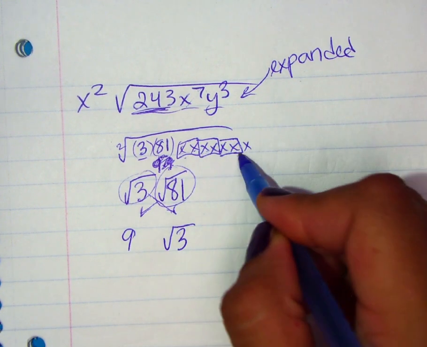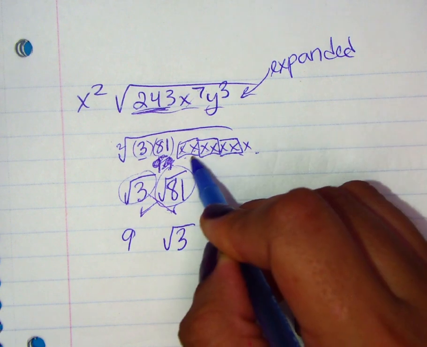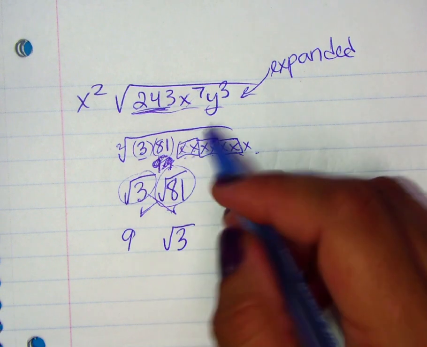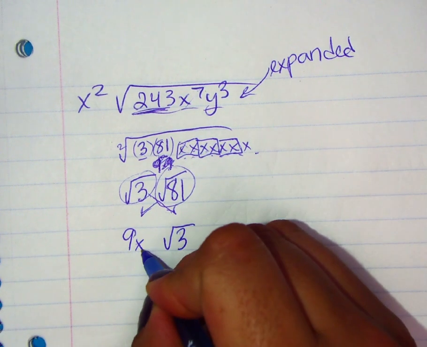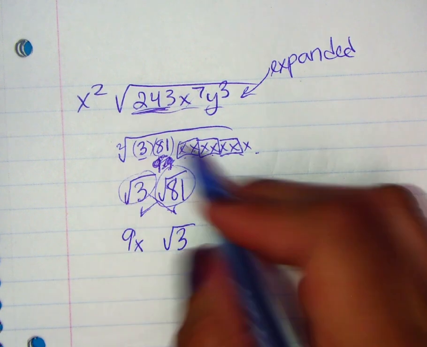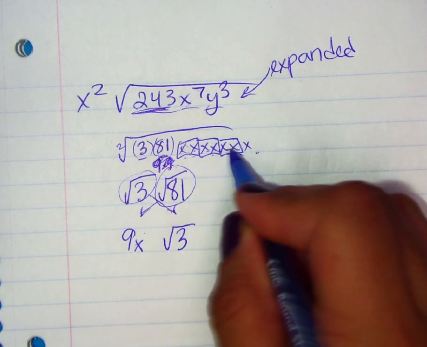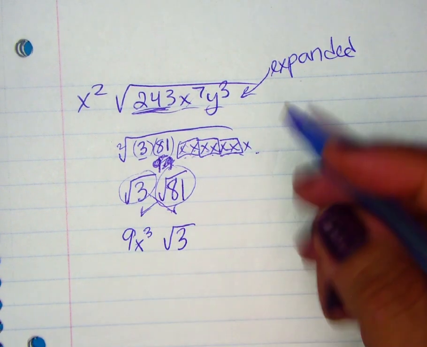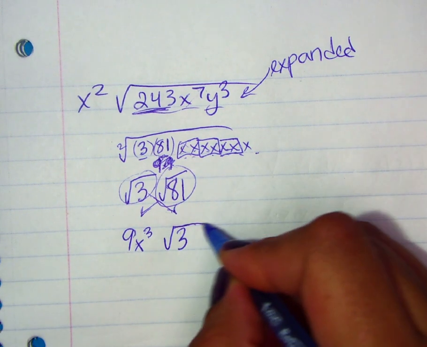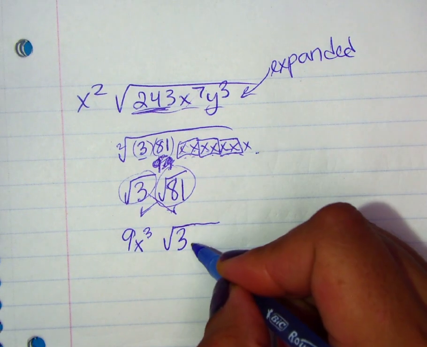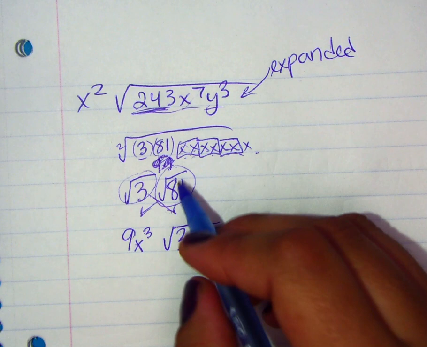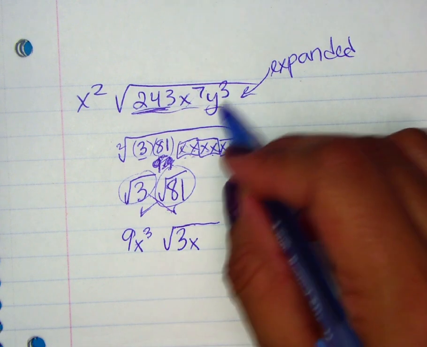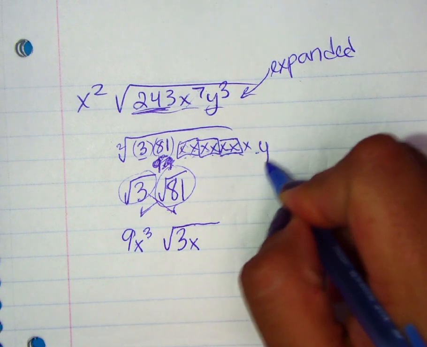And these 7 x's, only 6 of them can come out as pairs of 2's. You write down the x because that's what's coming out, and then you write down to the power of how many groups you took out. So x cubed. On the inside of the radical, you just write down how many x's are left, which is just 1.